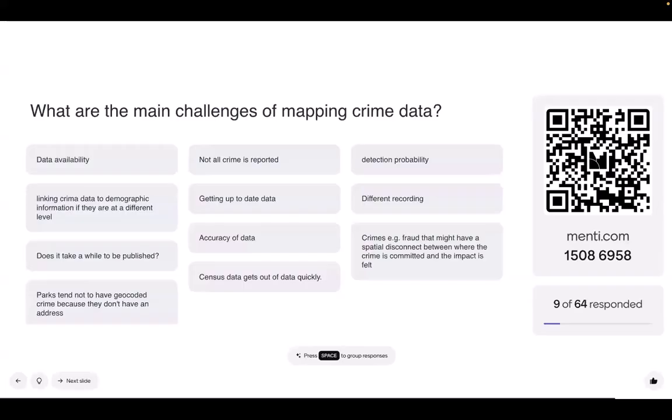Census data gets out of date quickly. Yes, it does. As you'll know, we only have access to the 2020-21 census data, which means that in tomorrow's workshop, we're comparing crime from 2024 but using census data from 2021. What effect does that have on our data? What effect does that have on our interpretations?